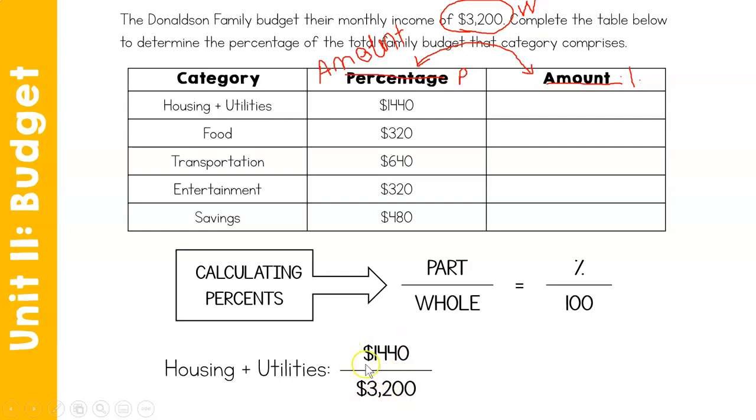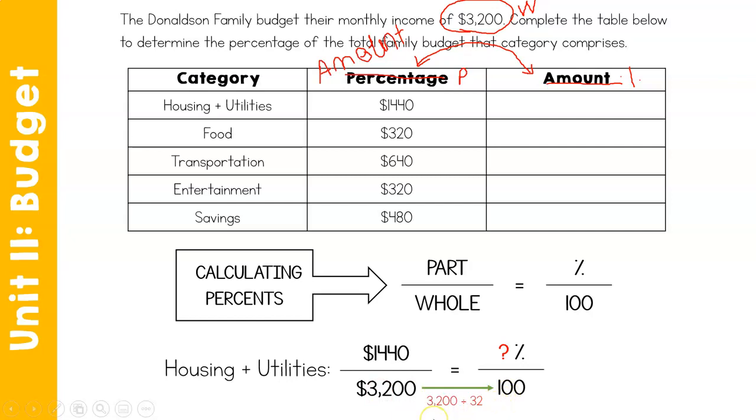The part is $1,440, and we are looking for that as a percentage. So here I'm going to go from $3,200 to $100. So I'm going from big to small, so I know I'm going to divide.